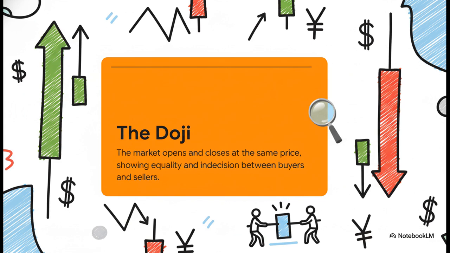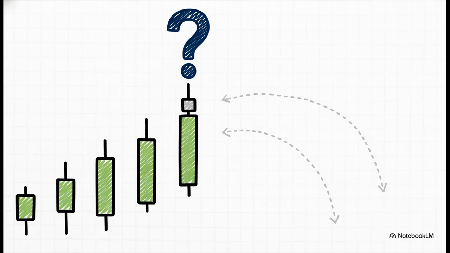Neither side could win. Just think of it like a pause. The market is just taking a breath, trying to figure out where to go next. Especially after a really strong trend, seeing a doji is a powerful warning that momentum might be fading. It doesn't guarantee a reversal, but it definitely puts the old trend in doubt.